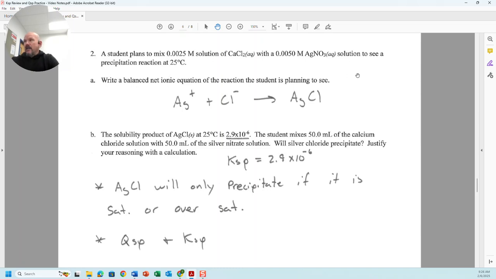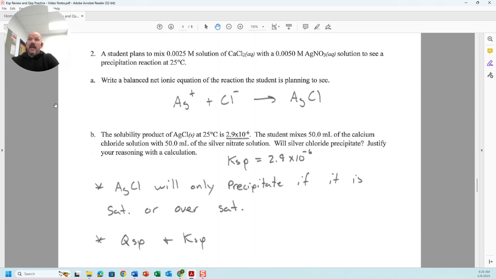And they want us to write the net ionic equation. So we'd have to be able to say, okay, it's just going to be silver plus chloride yields silver chloride, right? It's just a double replacement reaction. You've got calcium chloride and silver nitrate. You would end up with silver chloride and calcium nitrate, but calcium nitrate would stay dissolved. So the calcium and the nitrate are spectator ions, and what you're left with is the silver ion plus the chloride ion yields silver chloride.